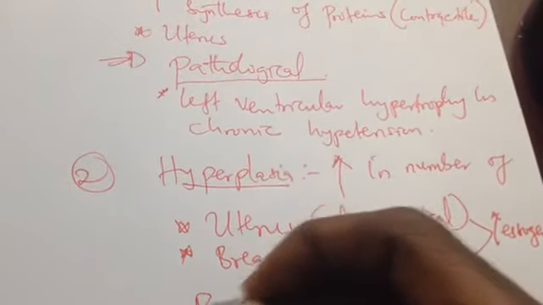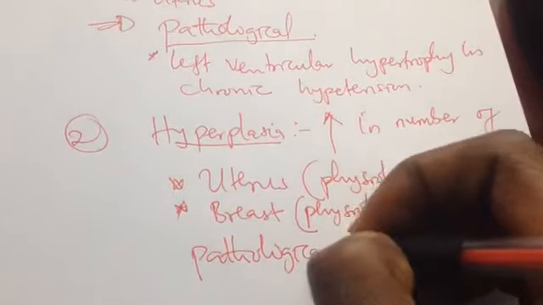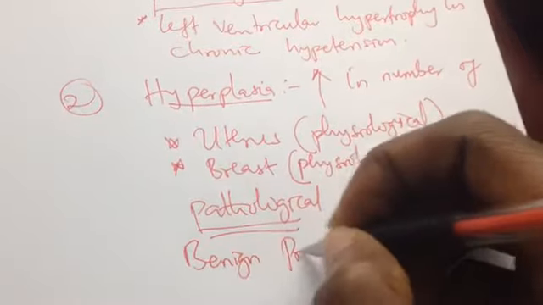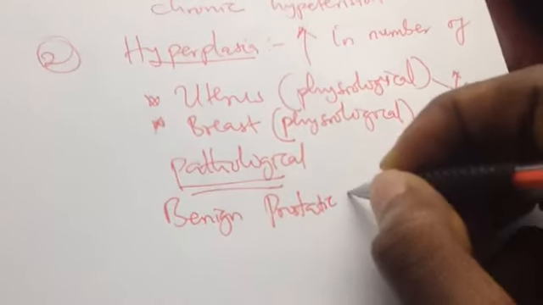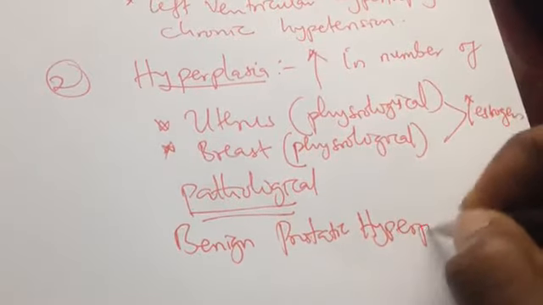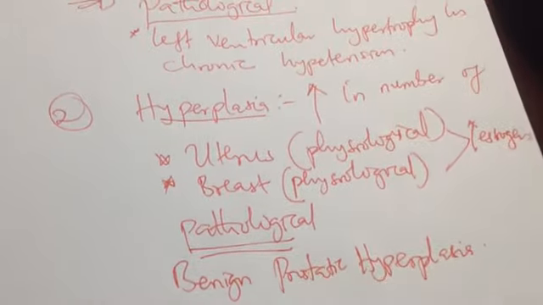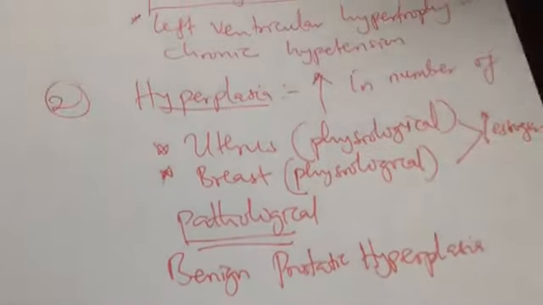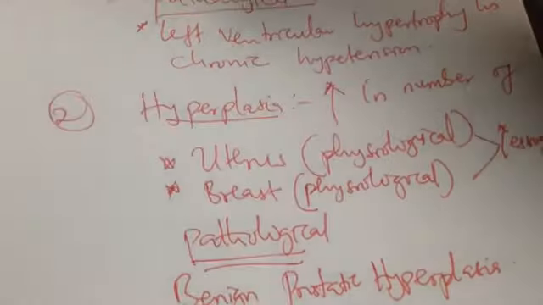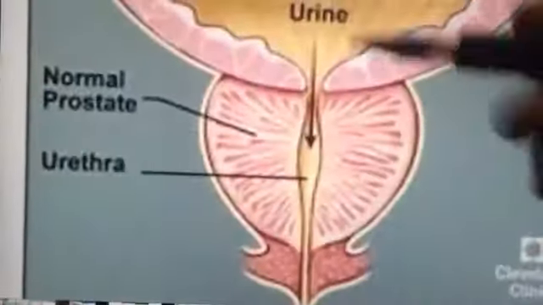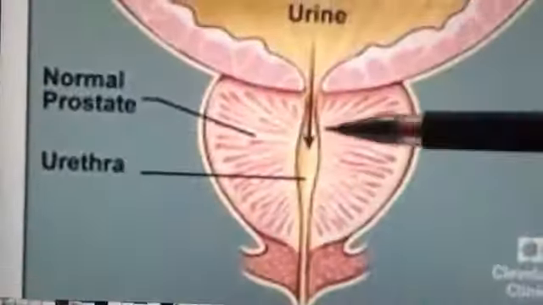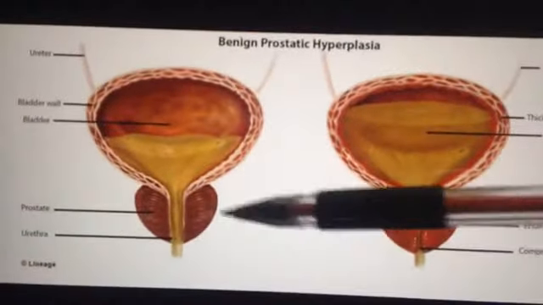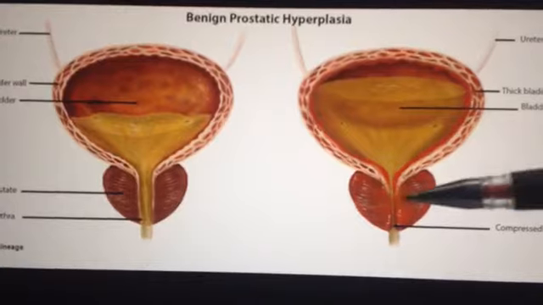But the pathological one, pathological hyperplasia. For example, we have BPH, benign prostatic hyperplasia. Our prostate is supposed not to increase in size or in number of cells, because we don't like it to constrict our urinary tract. For example, let us see the picture. This is the normal prostate. So this is the enlarged one.